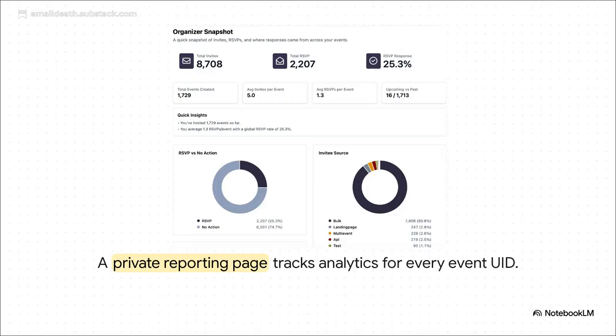And this is where it gets really interesting. You get a private dashboard that turns all your event data into actual intelligence you can use. You can see not just who RSVP'd, but also how they found your event page and which of your events are driving the most engagement. This is the kind of data you need to actually optimize your strategy.